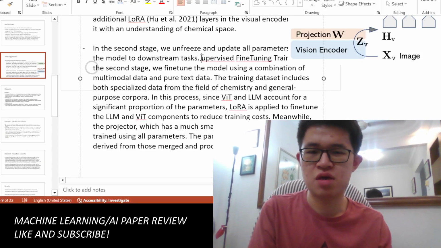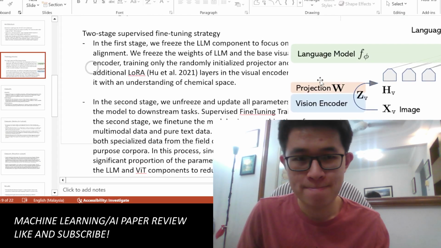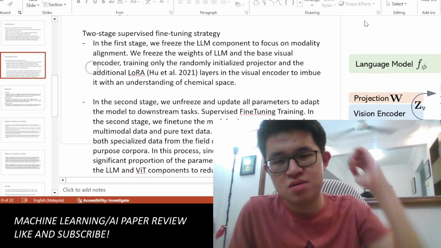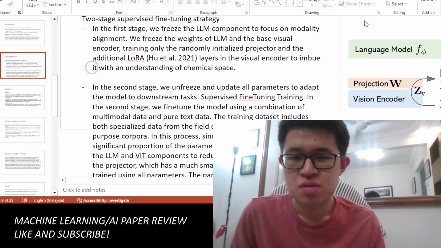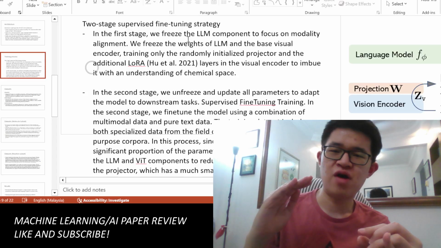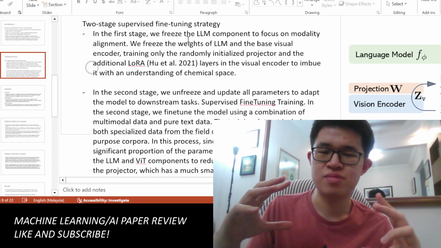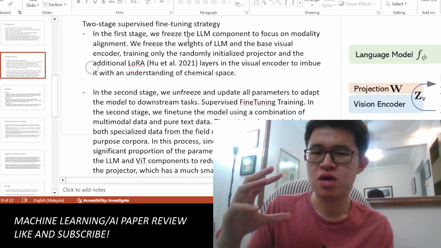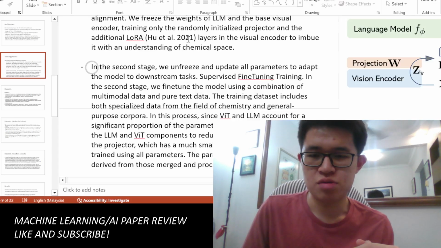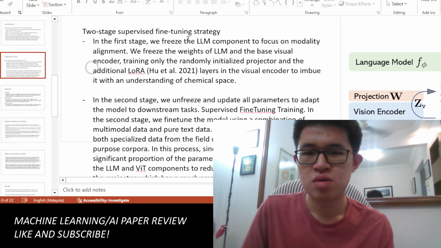Oh, finally. Okay, so let's see. LoRA and so LoRA tried. In the first stage, they fine tune the vision transformer and the MLP. And the second stage is to fine tune everything.